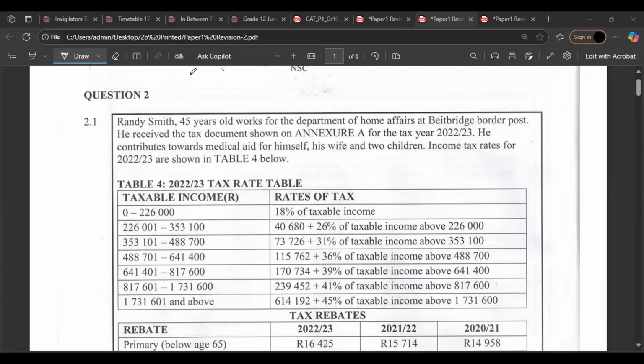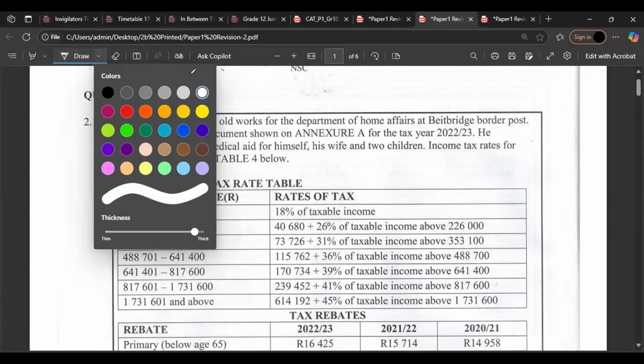All right, as grade 12s, let's look at what we can expect or what we should expect in paper one. That is number one. What we shall expect in paper one, it's taxation, as you see it there. Not only this kind of taxation, but also VAT.